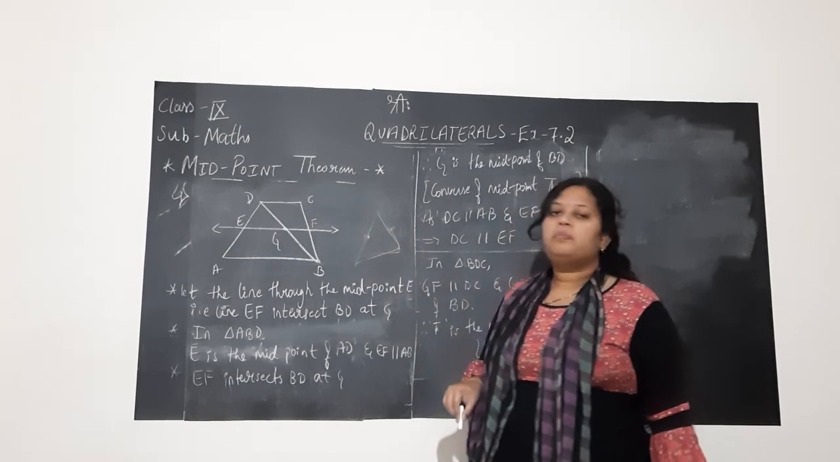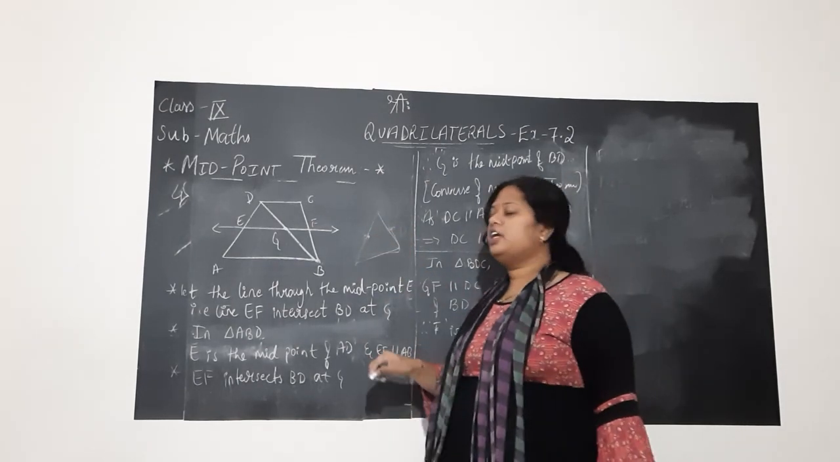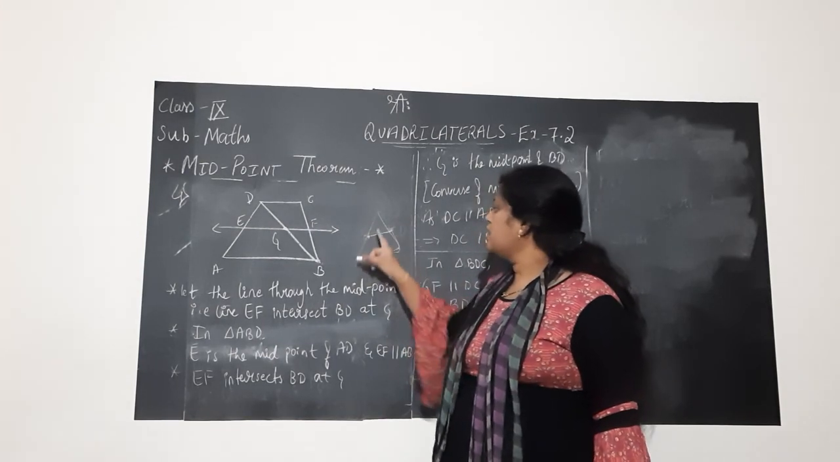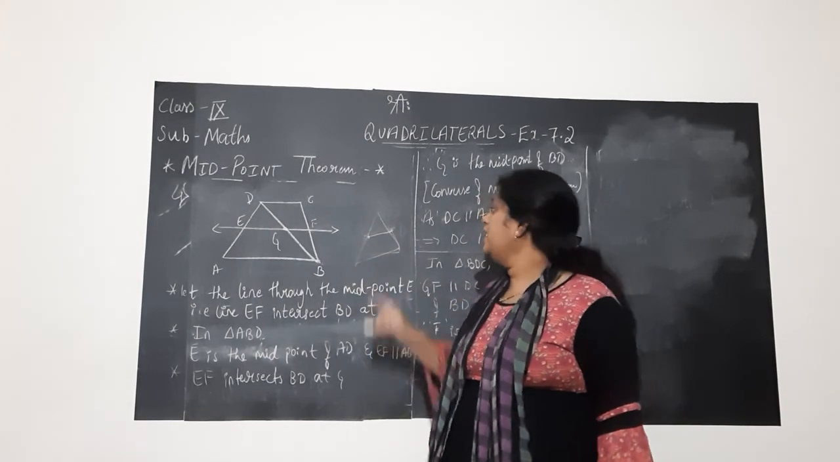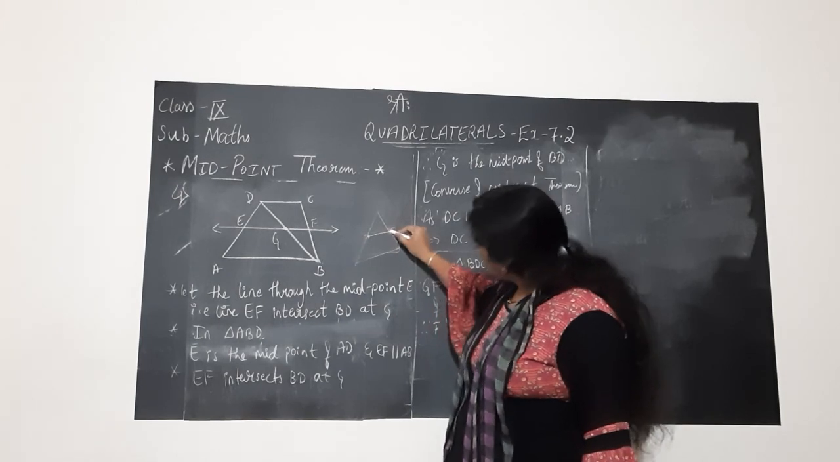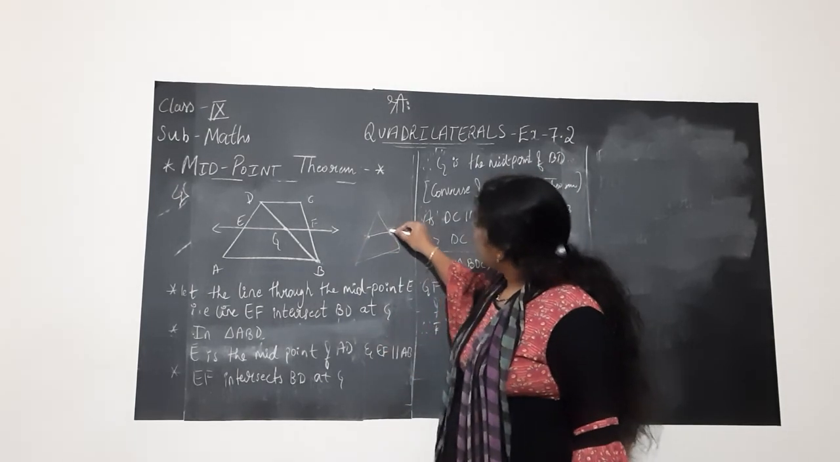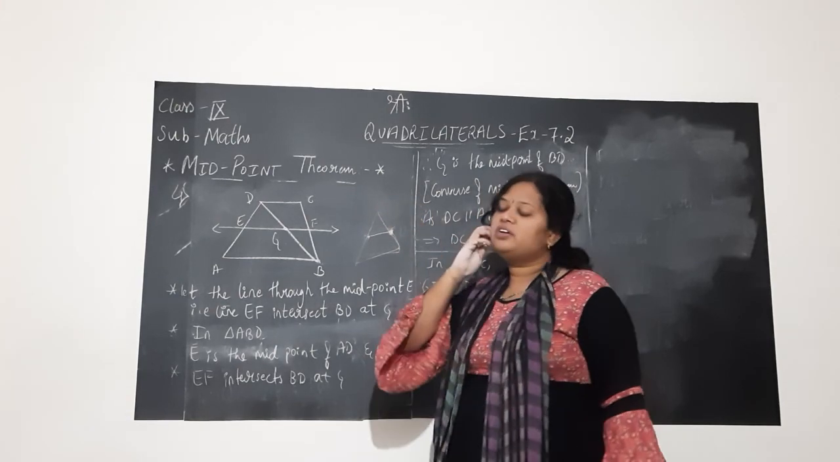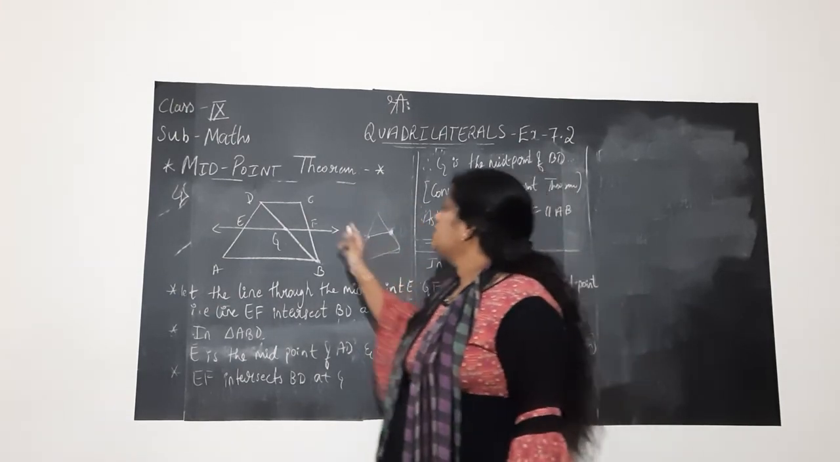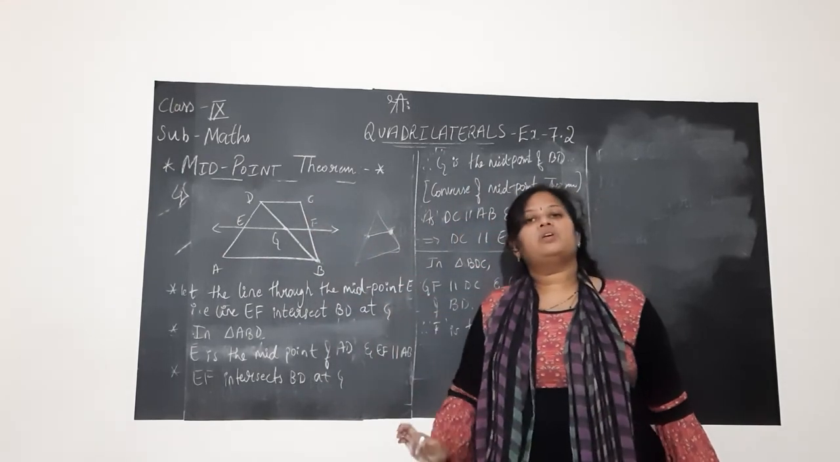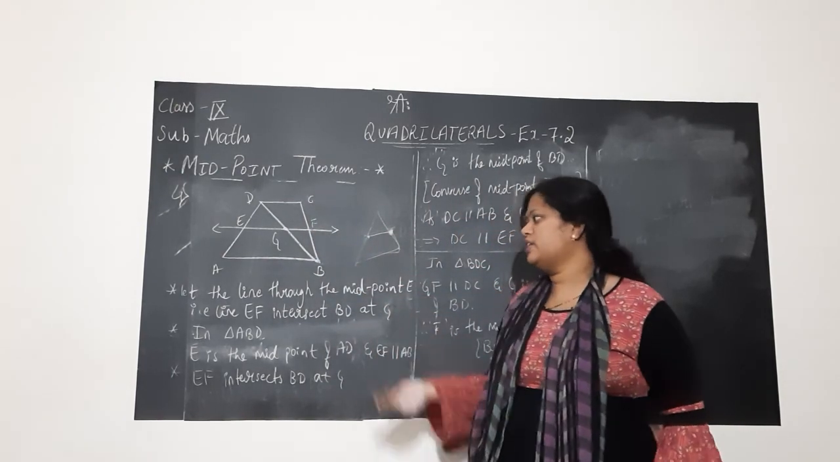If you take the midpoint of one side of a triangle, and from there draw a line segment parallel to another side, then that line segment will bisect the third side. In other words, we are proving that this point is the midpoint of the third side. That is what we need to prove: F is the midpoint of BC. Hope the question is clear to you. I will explain it faster.